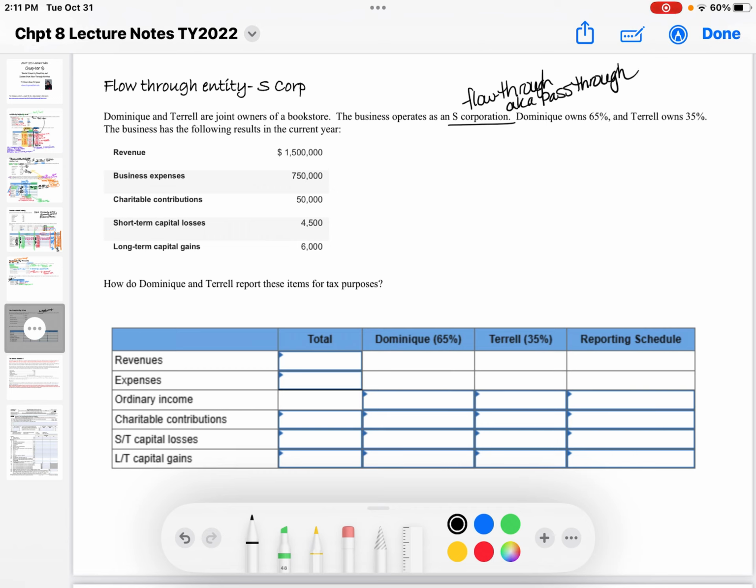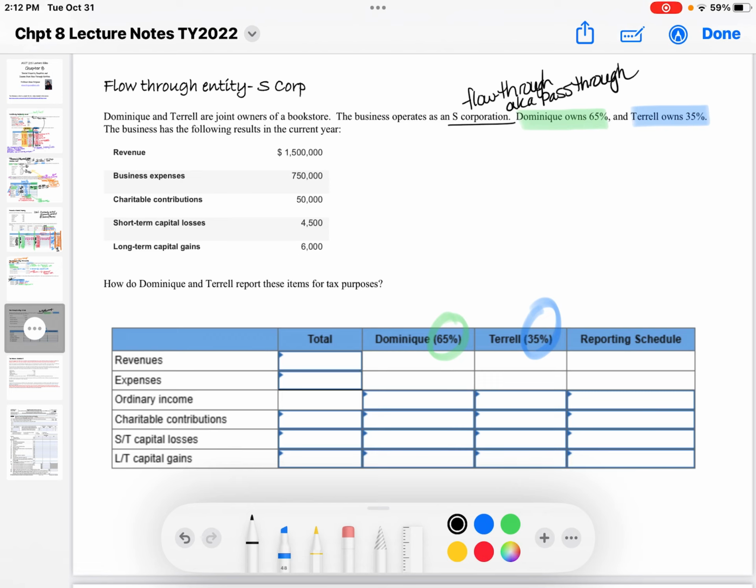What that means is the bookstore has its own revenue and expenses, but then they get settled out by giving whichever person their percentage. So in this case, Dominique is 65% and Terrell is 35%. So we'll just split the income that way. So let's take a look at what it looks like.